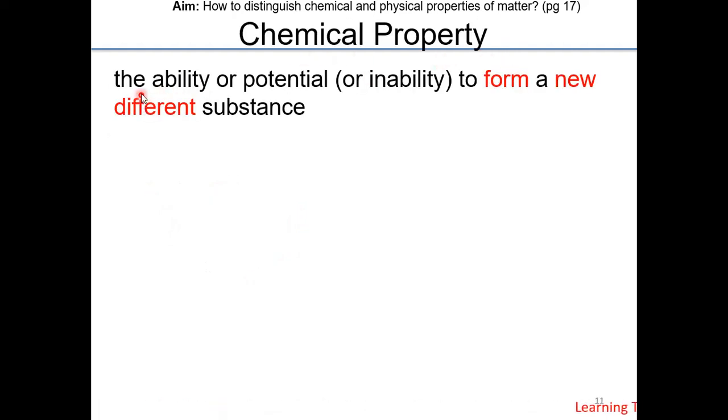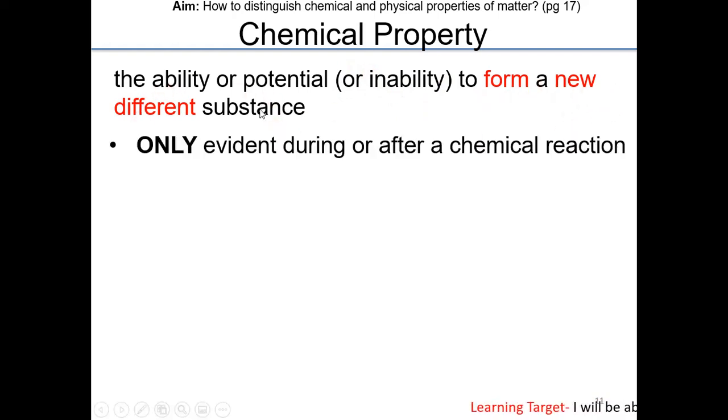Chemical property. It is the ability or potential or inability to form a new different substance. It is only evident during or after a chemical reaction. Notice I bold the word only because this is important. So what does this definition mean?